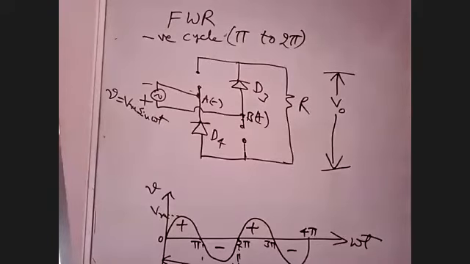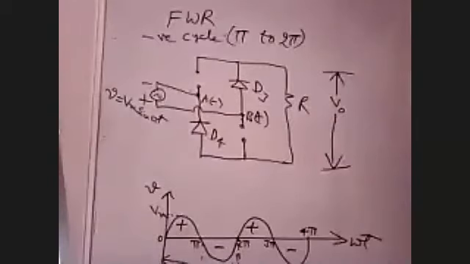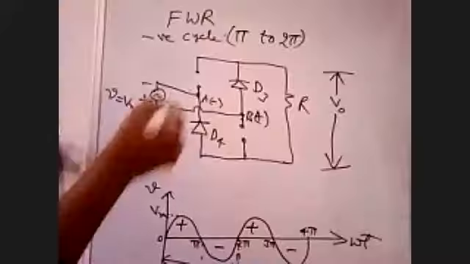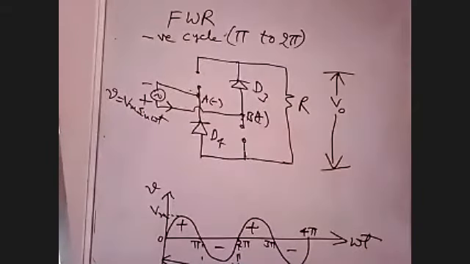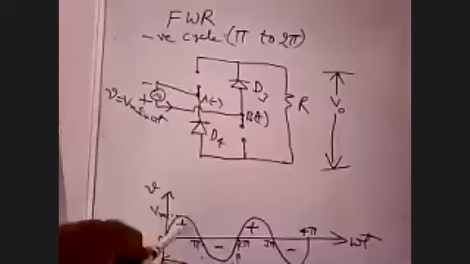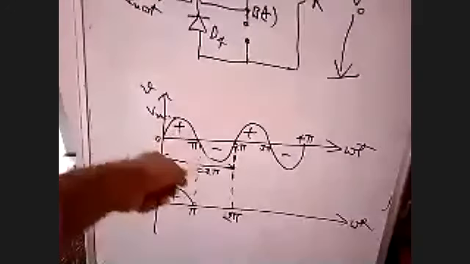Now tell me, in the source, is the current upward or downward? Downward. Down, because current flows from negative to positive. In the previous circuit, you see the current direction changed. Here, this is the input voltage. In the input voltage, the current direction is changed. That's why you are getting the negative cycle.